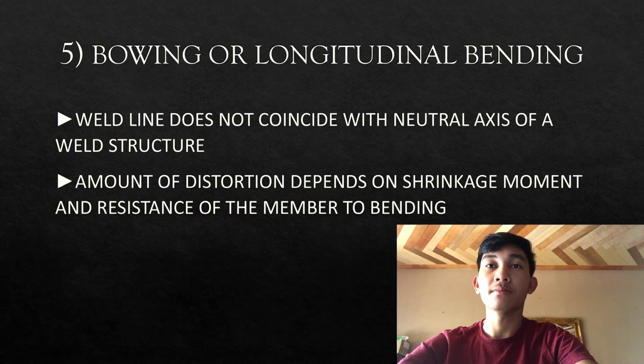Fifth is bowing or longitudinal bending. The weld line does not coincide with the neutral axis of the welded structure. The amount of distortion depends on shrinkage moment and resistance of the member to bending.